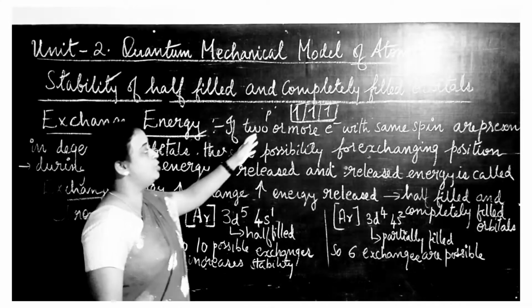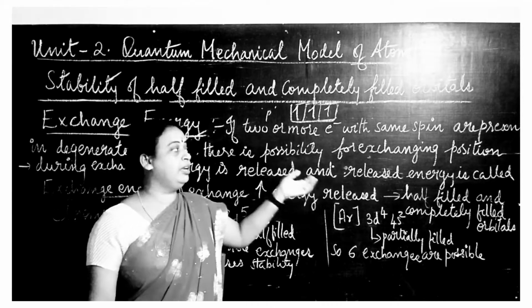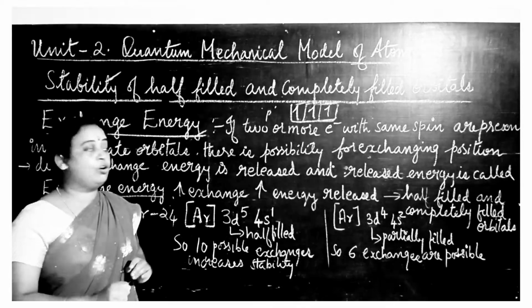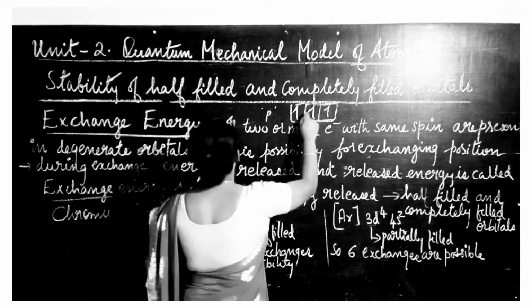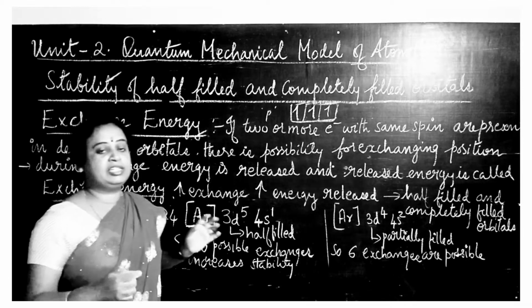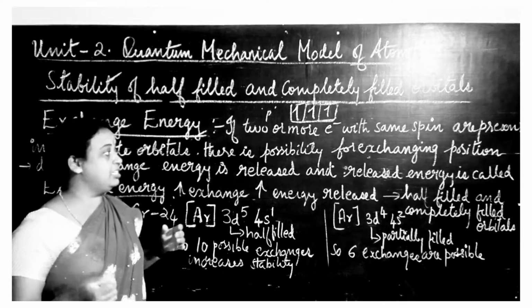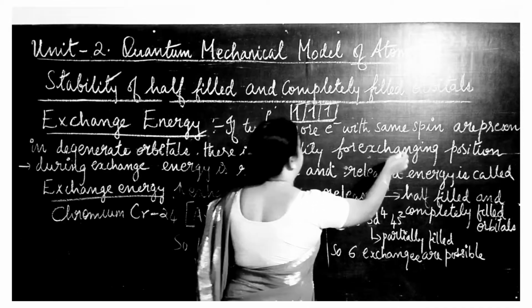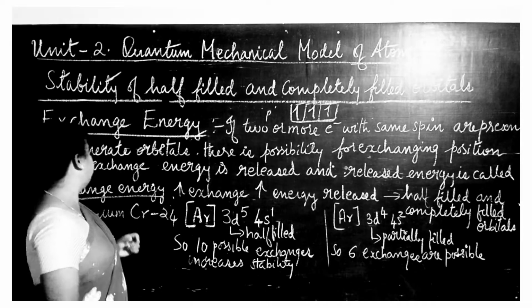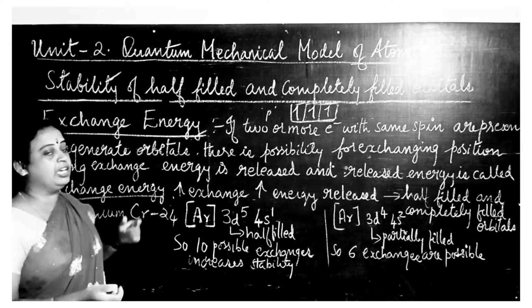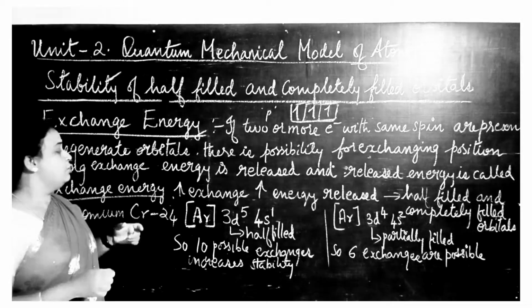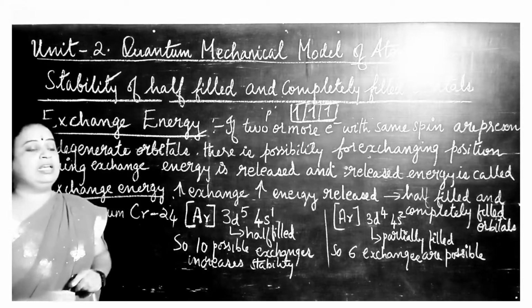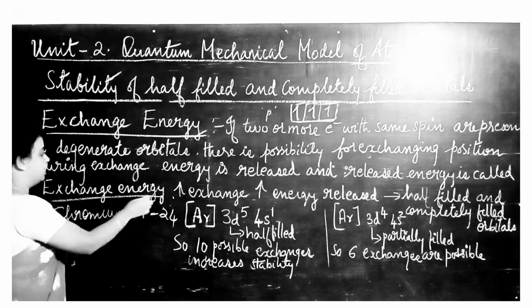So when two or more electrons have the same spin and are present in degenerate orbitals like this, then there is a possibility of exchanging the position of electrons. So there is a possibility of exchanging the position of what? The position of electrons. During this exchange of electrons, energy is released. This released energy is called exchange energy.